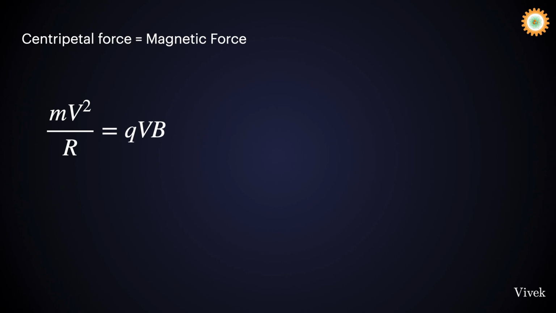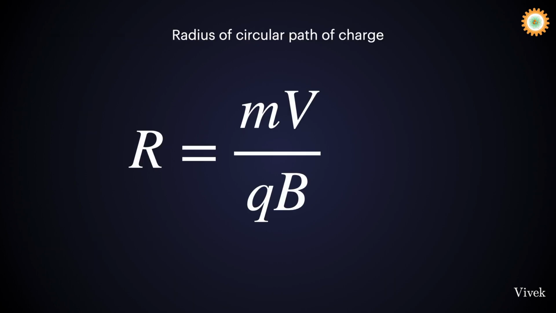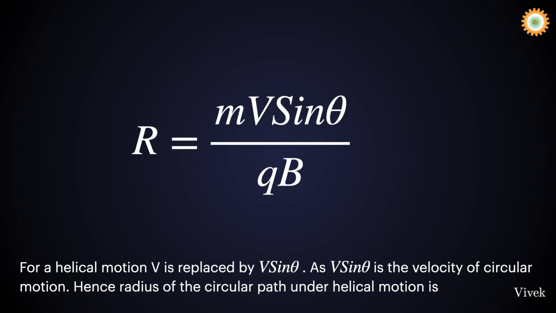This centripetal force is in turn equal to the magnetic Lorentz force. So mv square by r is equal to qvB, which implies mv by r is equal to qB. Therefore the radius of the circular path is r is equal to mv by qB. For helical motion, everything is the same except v is replaced by v sine theta. As v sine theta is the velocity of the circular motion, the radius of the circular path under helical motion is r is equal to mv sine theta by qB.